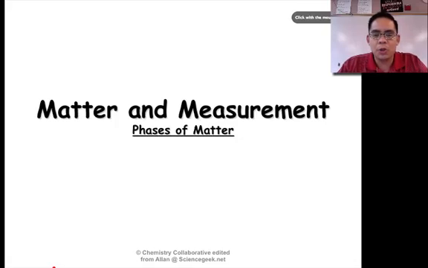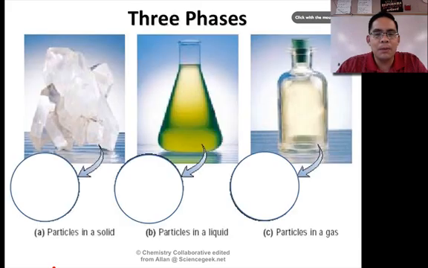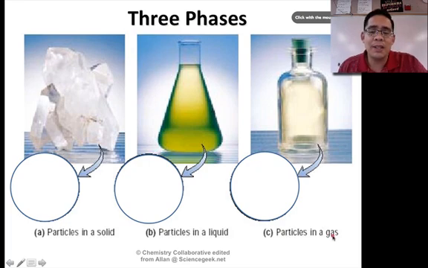So for this next short lesson, we're going to talk about the phases of matter. Basically, there are three phases of matter that we're going to focus on in chemistry. The first one, of course, is solid. The second one is a liquid. And the third one is a gas. Technically speaking, there are four phases of matter. And the fourth phase of matter is plasma.